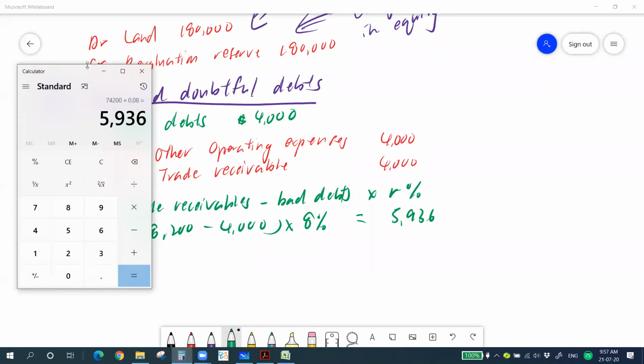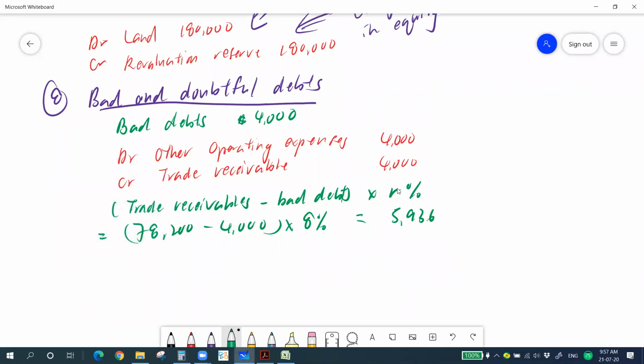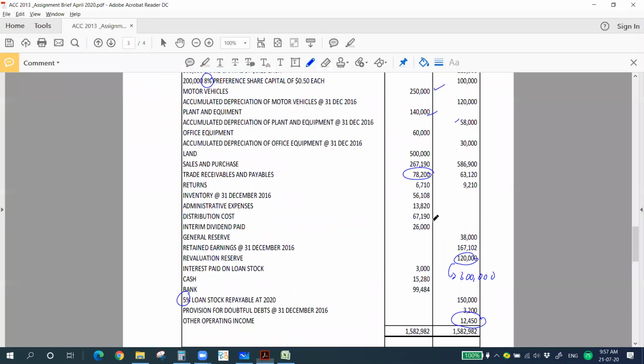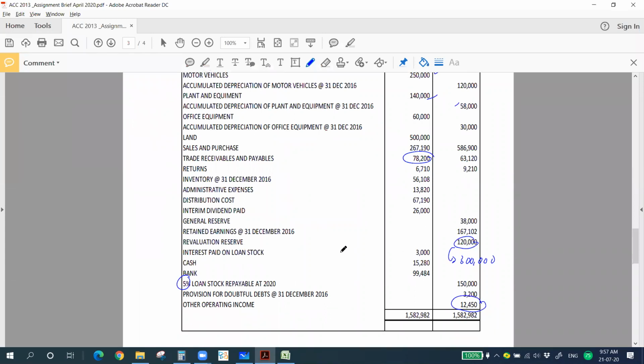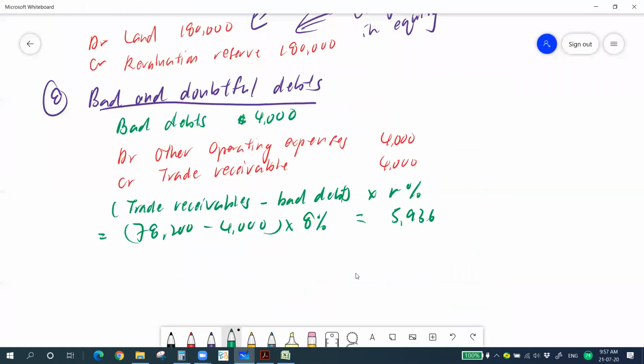All right, so this is the answer: 5,936. When you have a provision for doubtful debts, you need to do a comparison. You find that the company has a provision for doubtful debts as at 31st December 2016. It means that this is last year's provision for doubtful debts. When you have last year's provision, you need to do a comparison. So this one is this year.